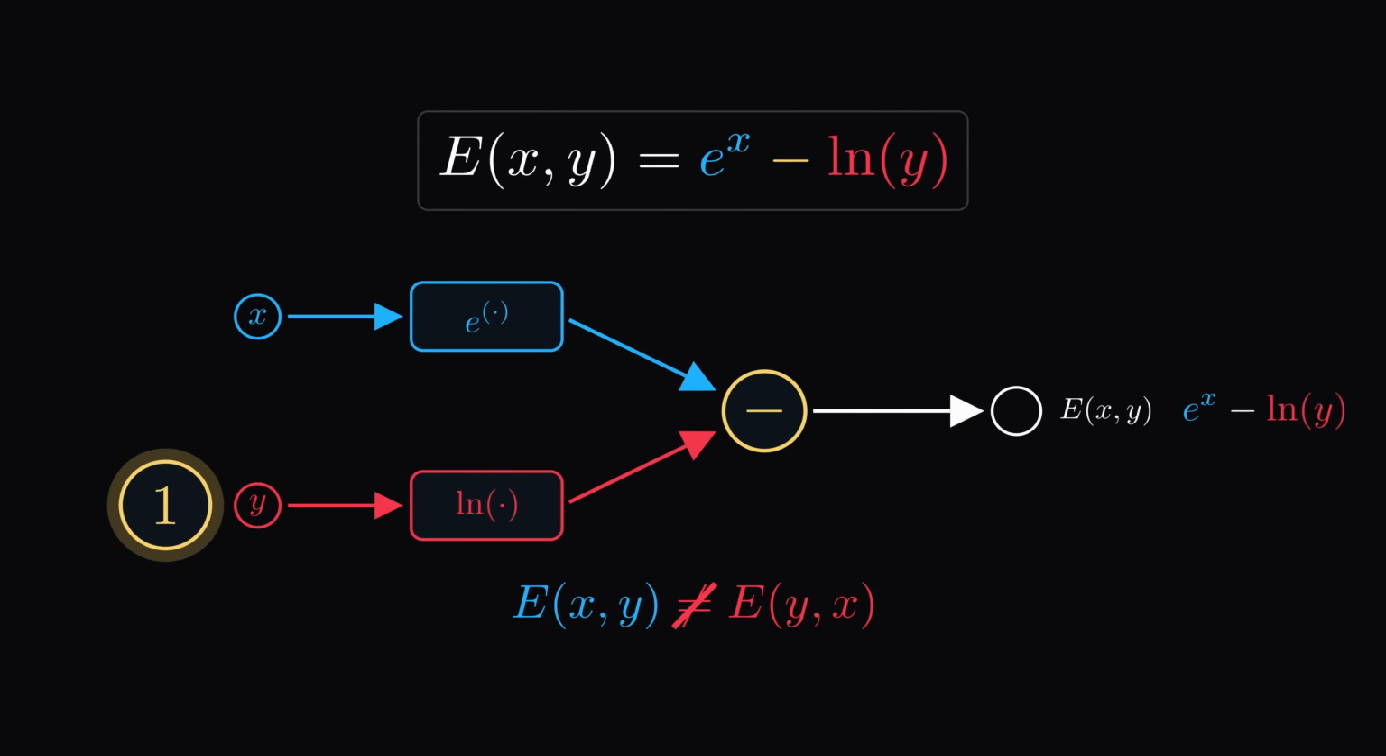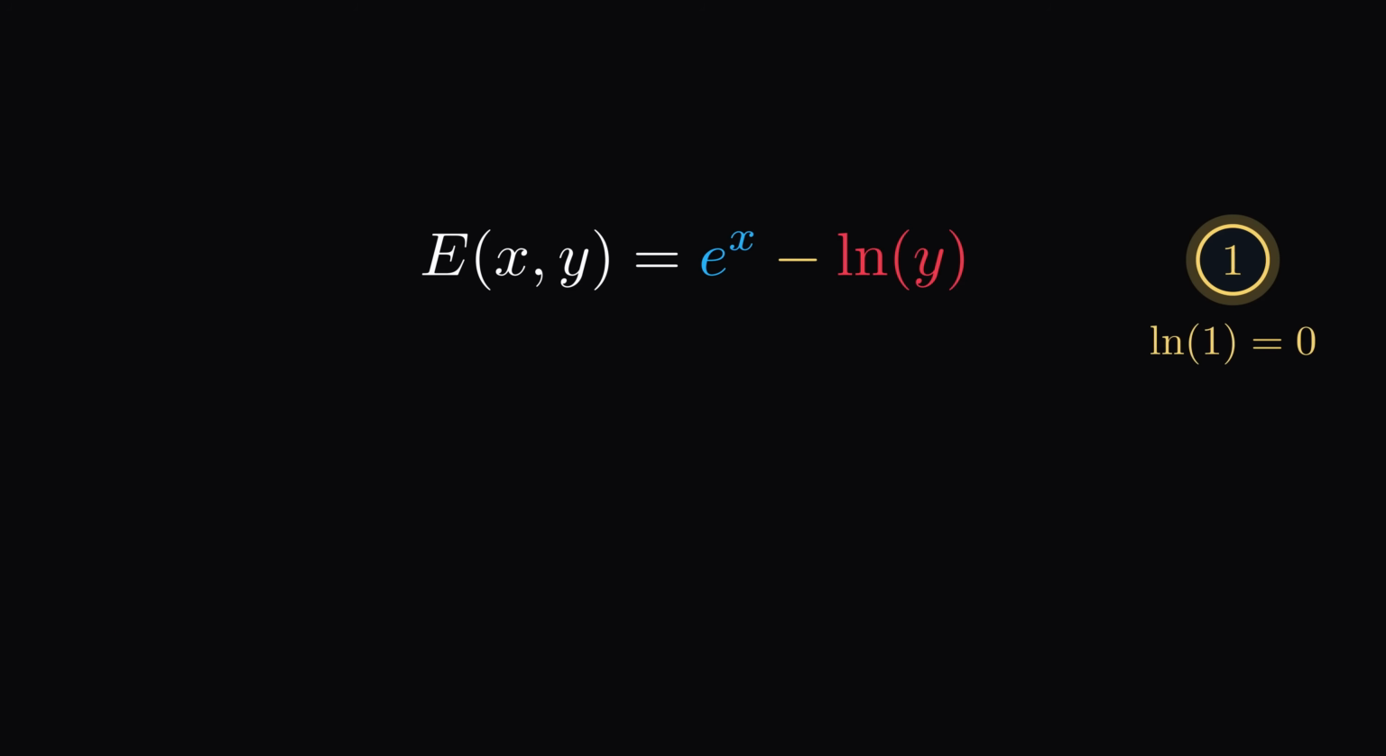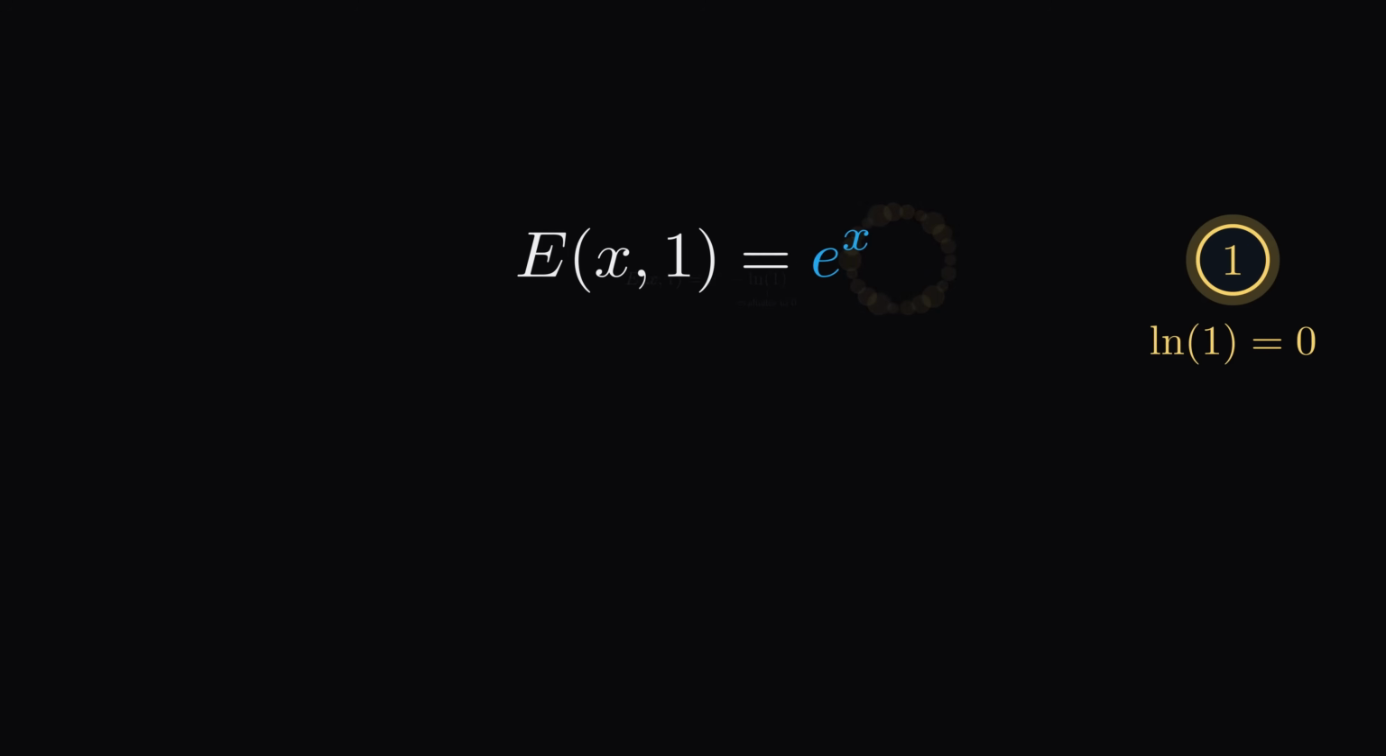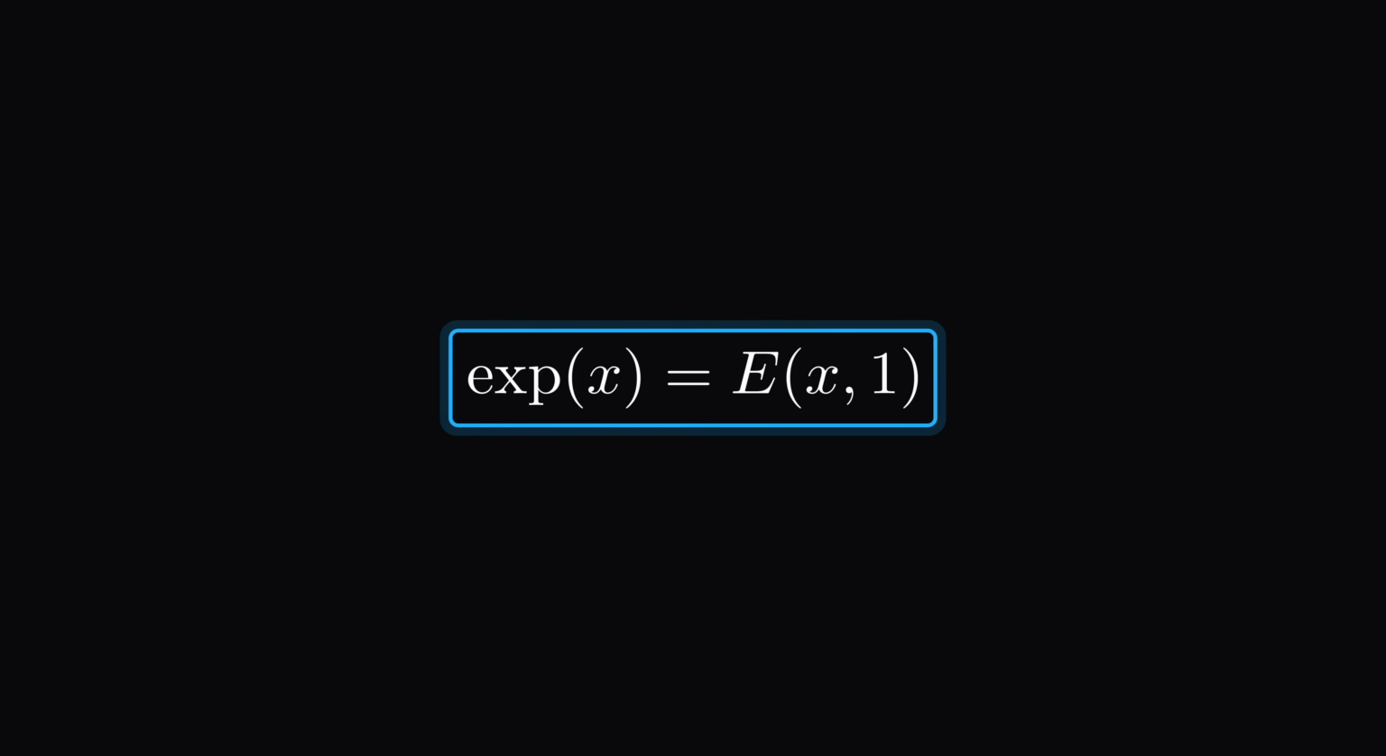We can also note that the special constant is 1. This is because the natural log of 1 is 0, so putting a 1 into the right slot can silence the logarithm branch completely. The first reconstruction we'll tackle is exponentials, and this is almost too easy. We'll start by taking our original definition, then set the second input to 1. Since the natural log of 1 is 0, the second term vanishes, and what remains is just e to the x. And so the exponential function is already one EML gate.